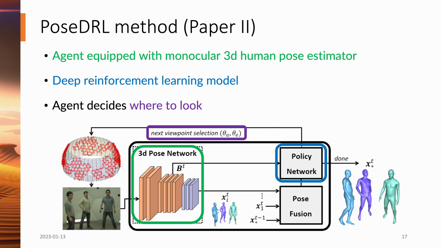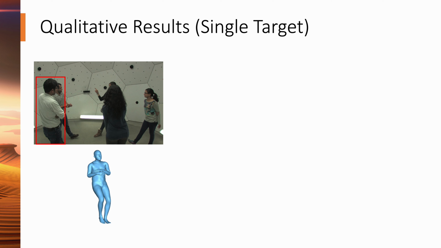The policy then predicts how to move relative to the current view in the form of relative azimuth and elevation angles on the sphere. The policy may also select the binary done action to indicate that it is done with the reconstruction of the current time step. We evaluate Pose-RL in two modes. Either the single target mode, where it should only reconstruct a single person and all other people are considered as occlusion, or the multi-target mode, where all people in the scene should be reconstructed simultaneously.